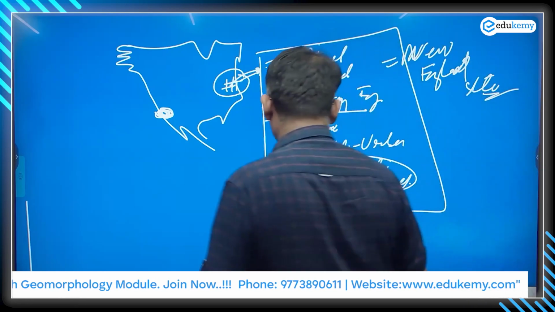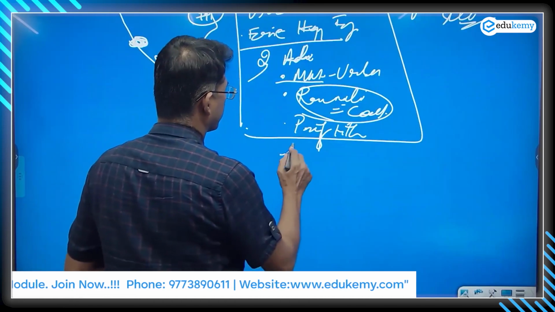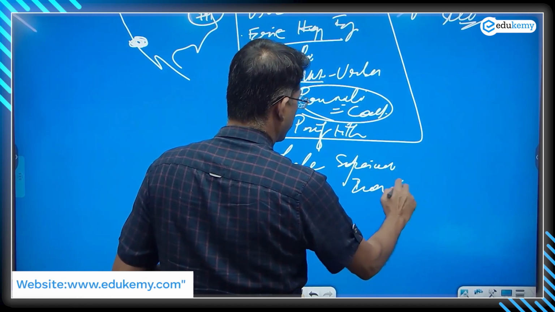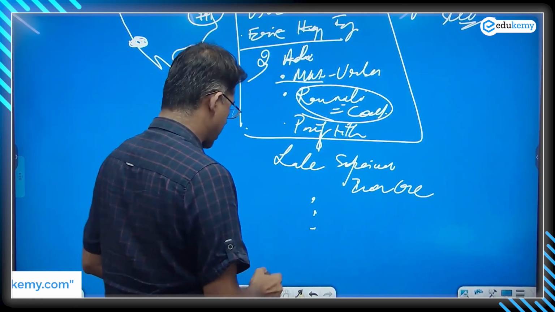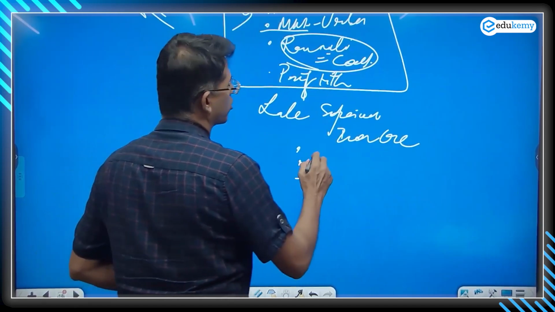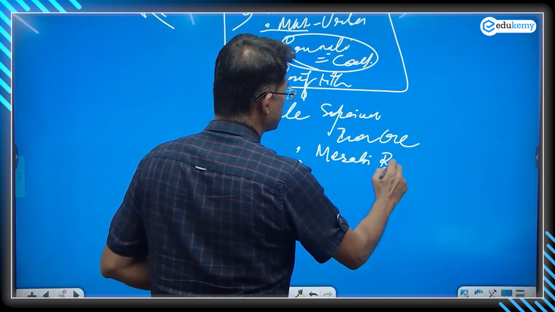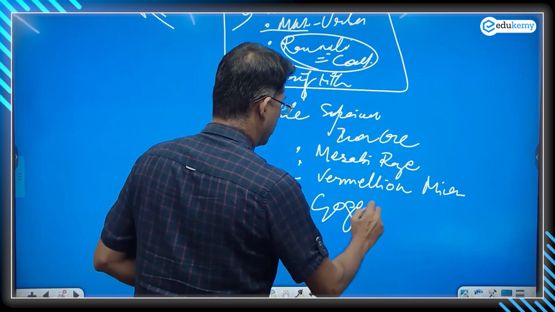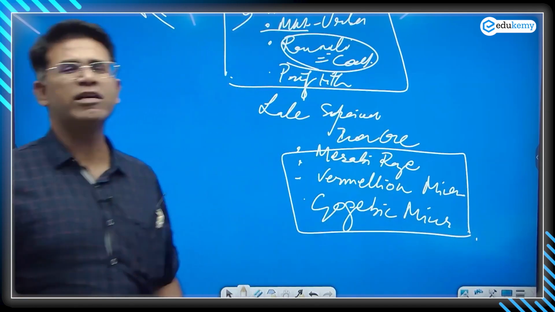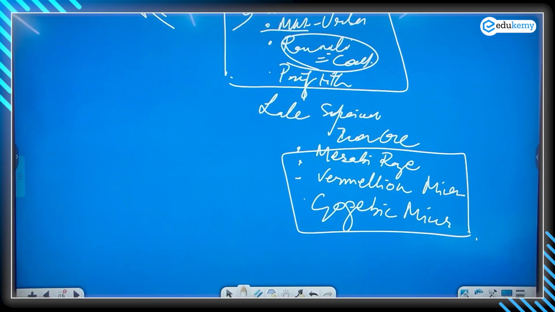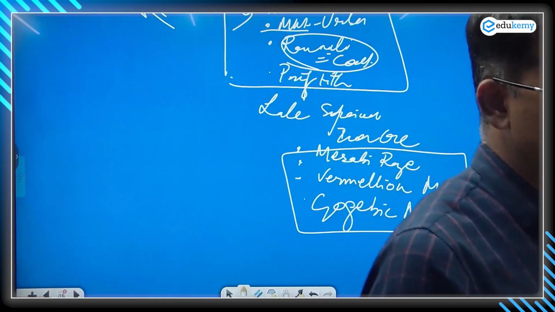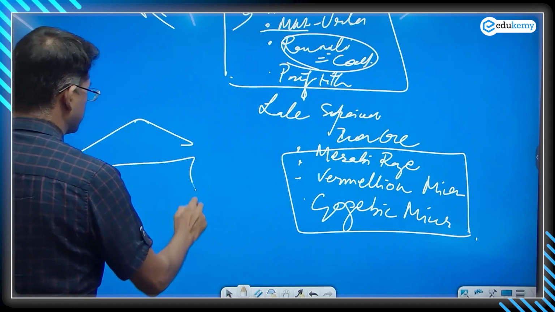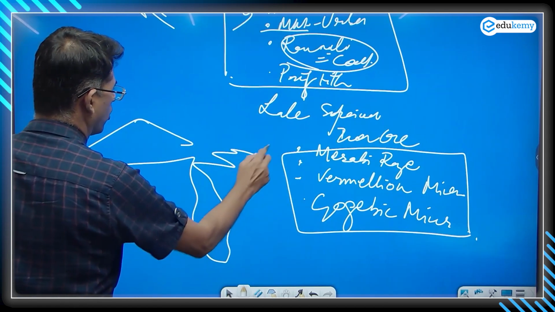Okay. Now for this area, we have Lake Superior. We have the Lake Superior Iron Ore Belt. In this you remember 3 places. You may remember what's called the Mesabi Range or Vermilion Mines and Gogebic Mines. They are near Lake Superior. Mesabi Mines, Vermilion Mines and Gogebic. So if this is your Lake Superior, this is Lake Michigan, Huron, Erie.